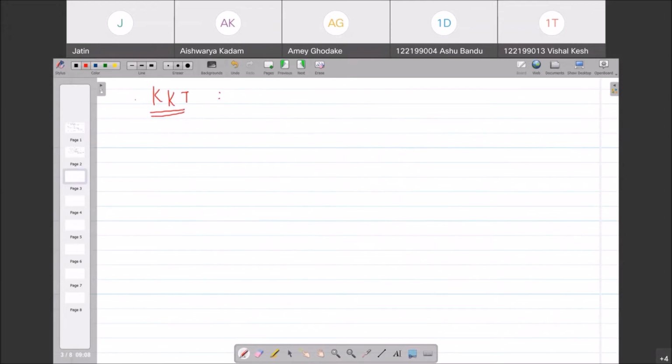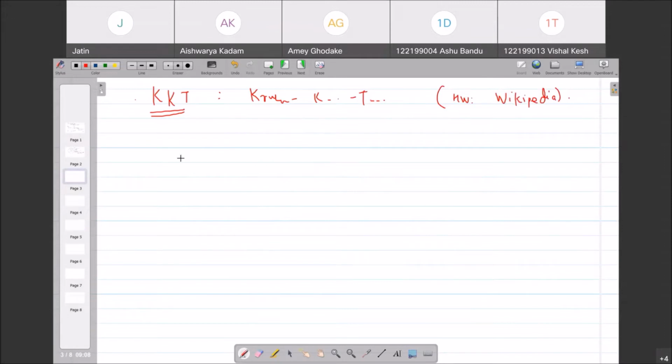KKT, I don't remember the full form. Some Karush something, K something, and T Tucker something. These are the names of three people. My suggestion is you just read the Wikipedia page for more information.